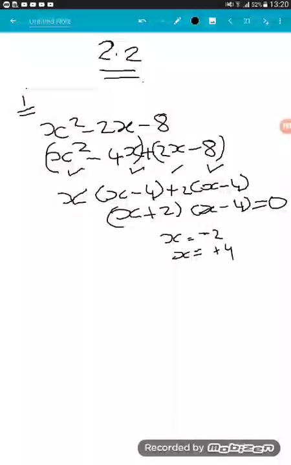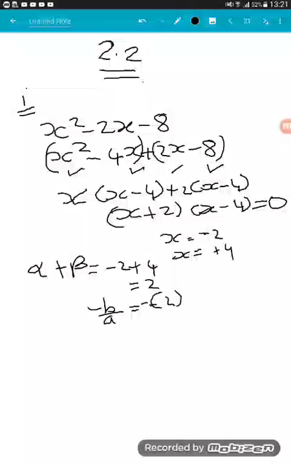Now alpha plus beta we will see. Alpha plus beta equal to minus 2 plus 4 equal to 2, and minus b by a is nothing but minus into minus 2 by 1 equal to 2. So here we can see that alpha plus beta equal to minus b by a, hence verified.